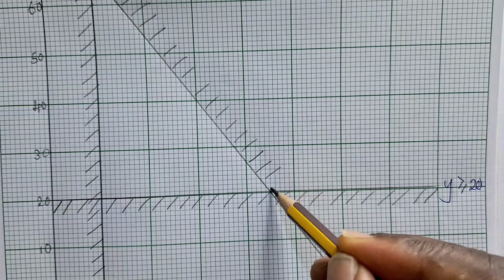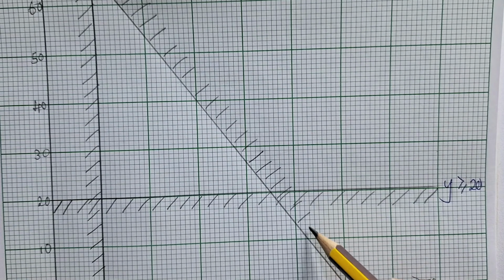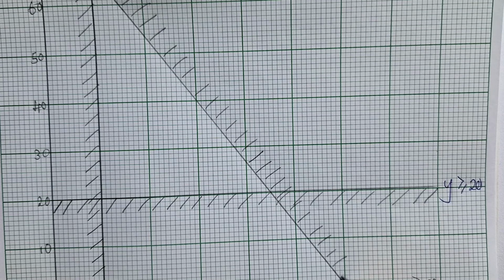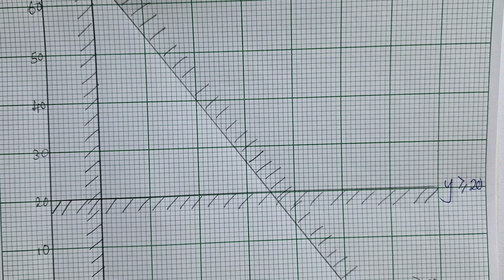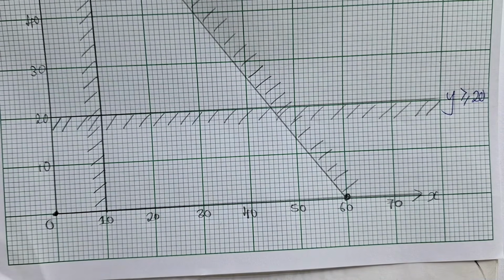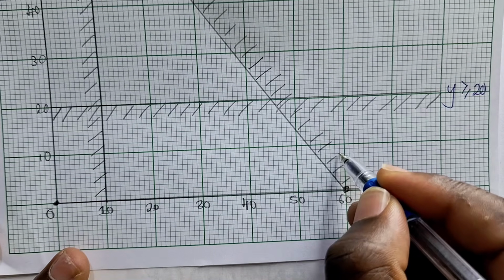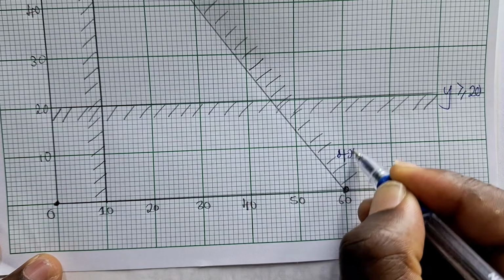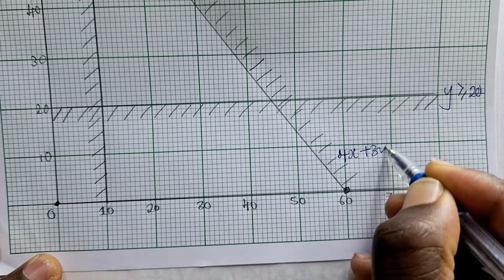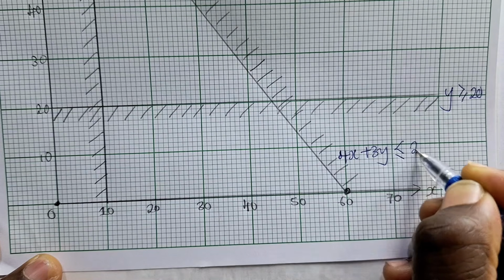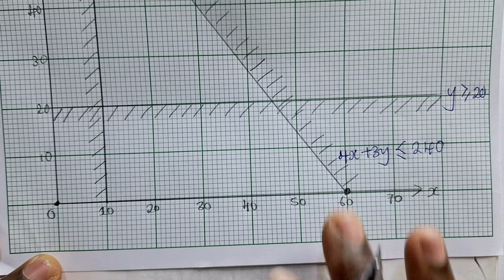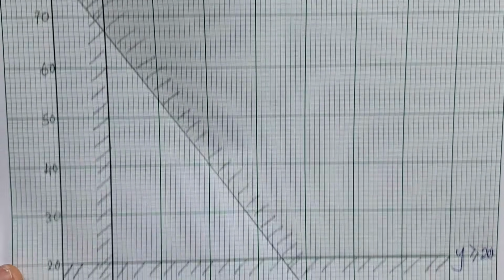So this is the greater. We are shading right over here. Okay. So we're done with this one. We can now indicate. We shall put it here. This is 4x plus 3y is less or equal to 240. Okay. So now we check the next one.